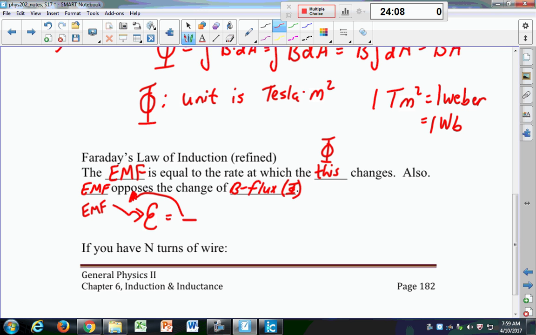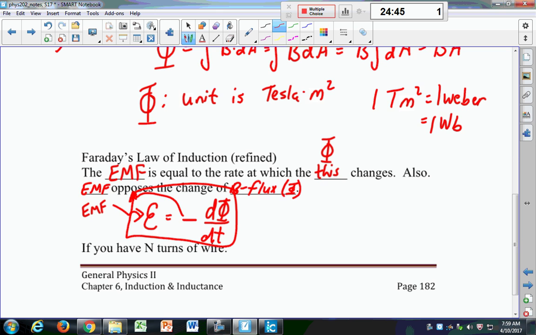Oh, rates of change. So when we talk about a rate of change, how do we usually express that? When we're talking about anything, say like a rate of change of position, how do we express that? A derivative, right. So we talk about a derivative with respect to time. So if we're talking about the rate of change of the magnetic flux, we say that it is the derivative of phi with respect to t. So this is sort of a new thing, that the EMF is equal to the negative, because the EMF opposes the change of the magnetic flux, to the rate of change at which the flux changes, which is d phi dt.